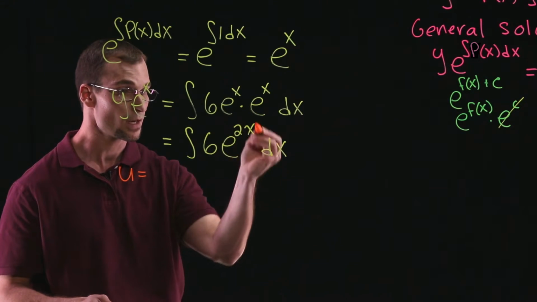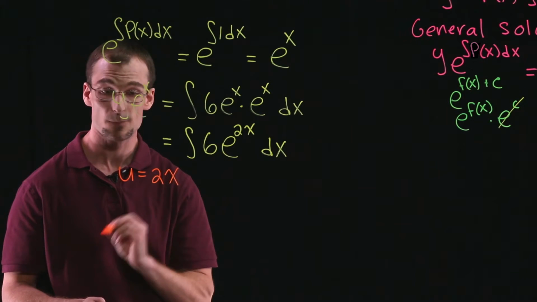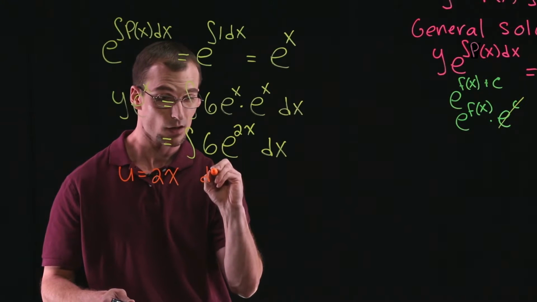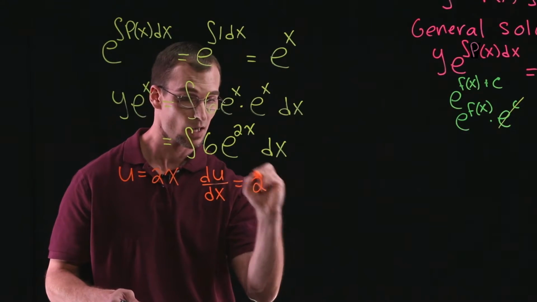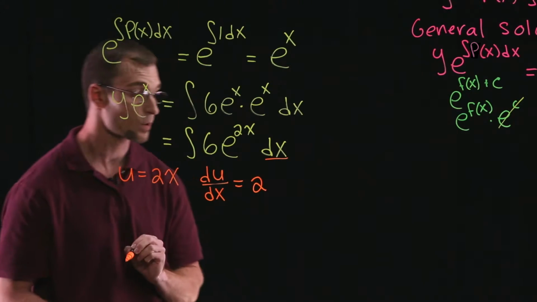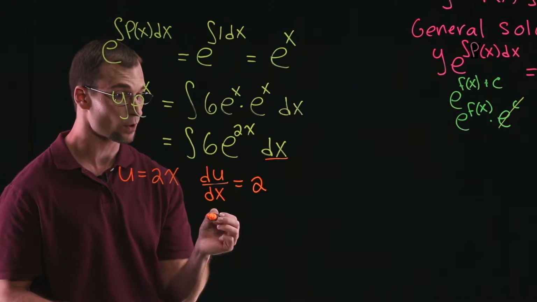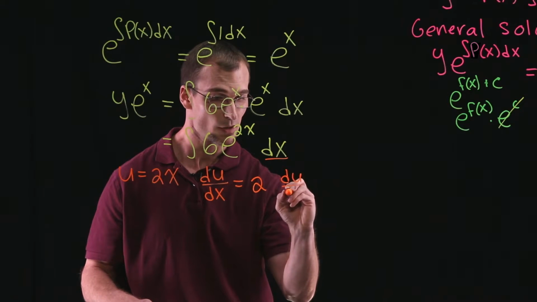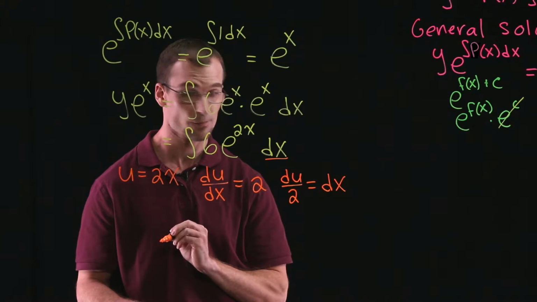So we'll let u be the exponent, or u equal to 2x. Differentiate both sides with respect to x. So we get du/dx is just equal to 2. And noticing the only extra x term in our integral is dx, so we'll solve for dx. So we have du divided by 2 is equal to dx.